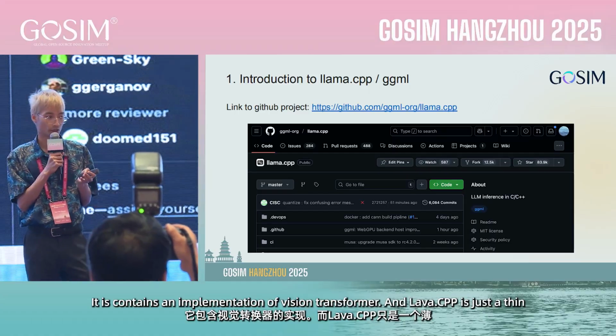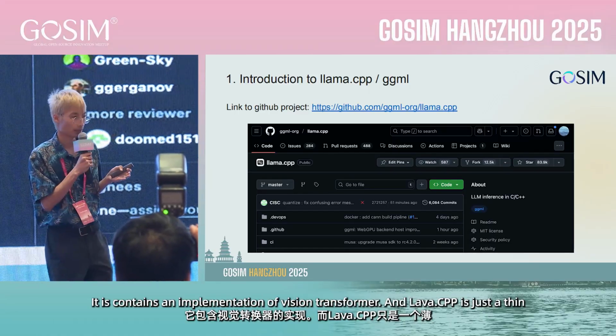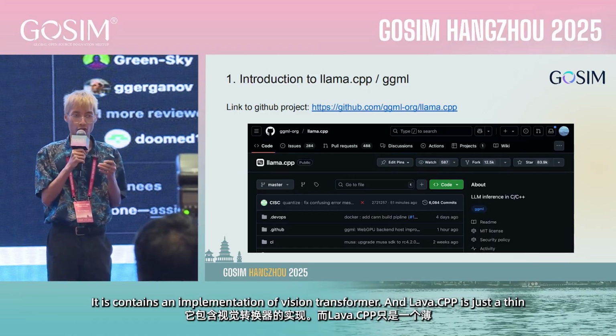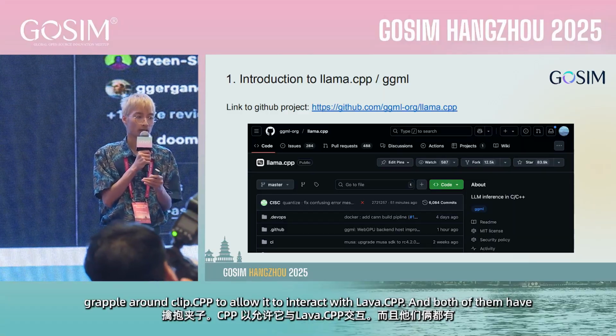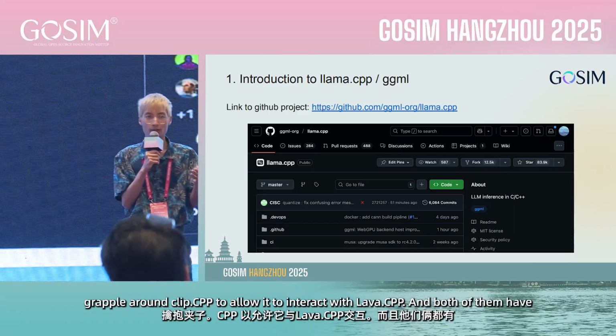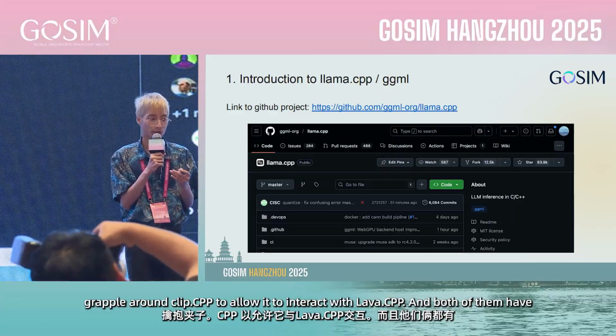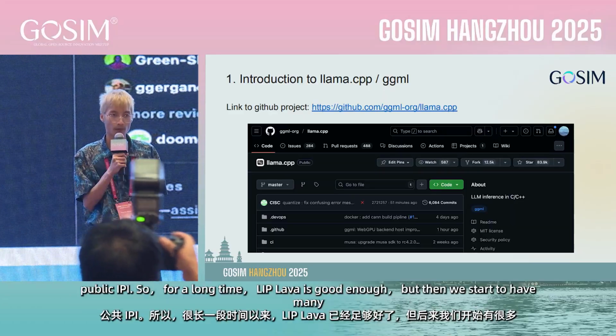It contains an implementation of the vision transformer. And llava.cpp is just a thin wrapper around clip.cpp to allow it to interact with llama.cpp. And both of them have a public API.